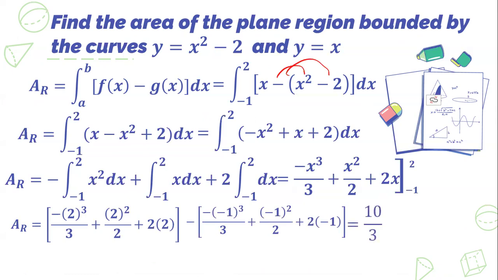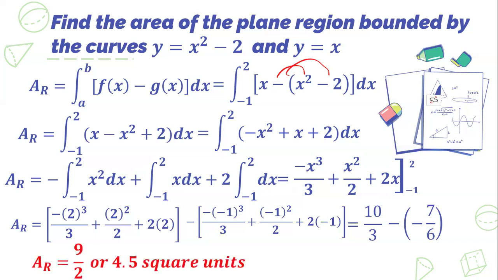We have 10 over 3. You may check. Then for the next one, we have -7 over 6. So subtracting both, the answer will be approximately 9 over 2 or 4.5 square units. So you see how amazing the process of integration is. We can exactly get the plane area by applying integration.